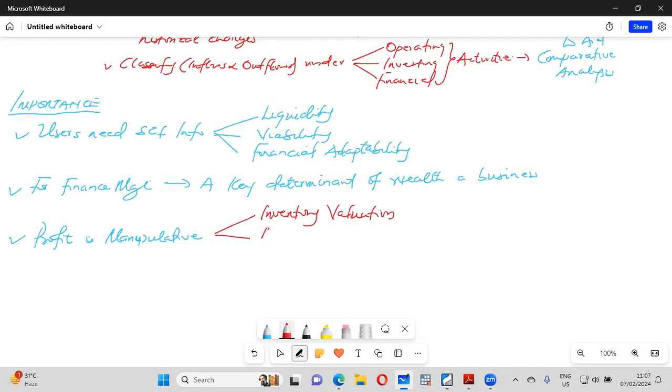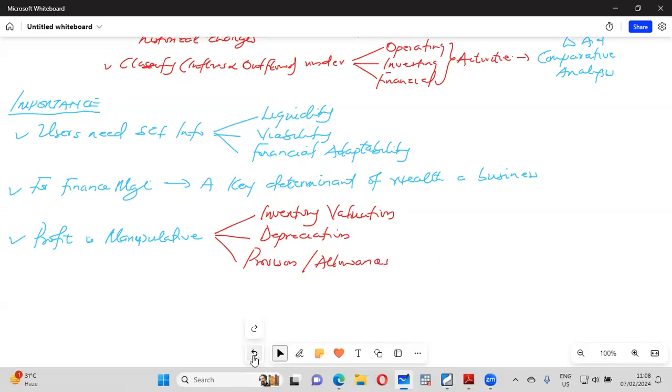Again, another item is depreciation. Depreciation is a non-cash item. People can use it to manipulate because of the accounting policy or accounting estimate of choice, reducing balance or straight line method. Again, provisions, whether it is provisions or allowance for bad debt under IFRS 9, or allowances on trade receivables, or provisions on legal cases under IAS 37, you realize that these are estimate based. And therefore, if you rely on profit, it is very manipulative.